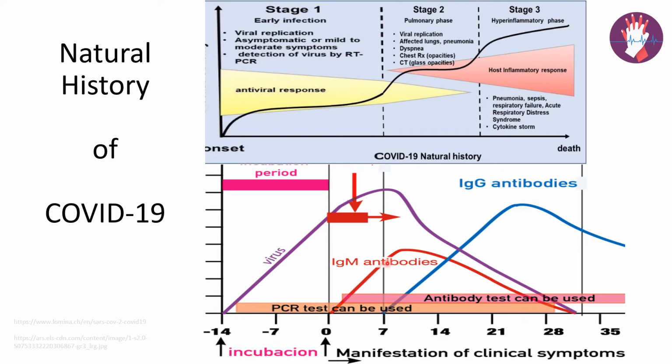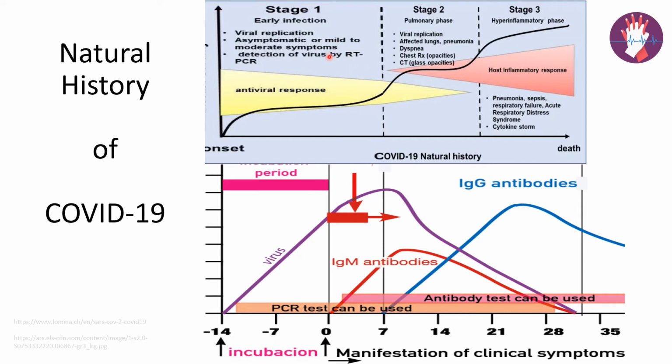Once the antibodies start developing, the first one to show up is the IgM antibodies. And this is the period, if you look at the top graph, when the antiviral response has started and probably peaks around this time. Later, the IgG antibodies also develop, and depending on which type of test is done at which point in this timeline, the test will be either positive or negative.